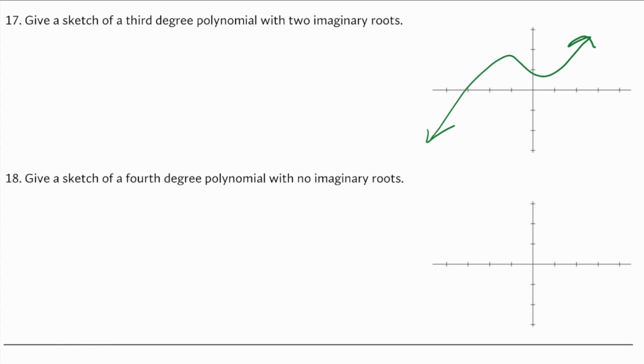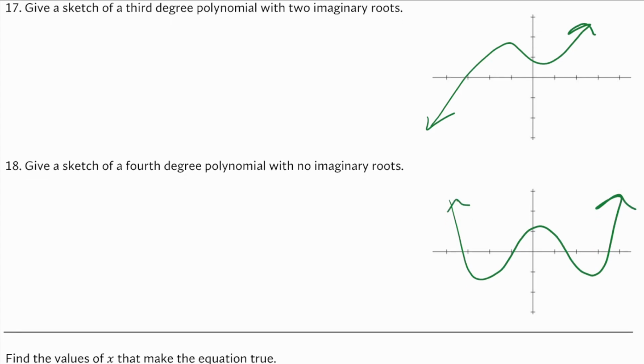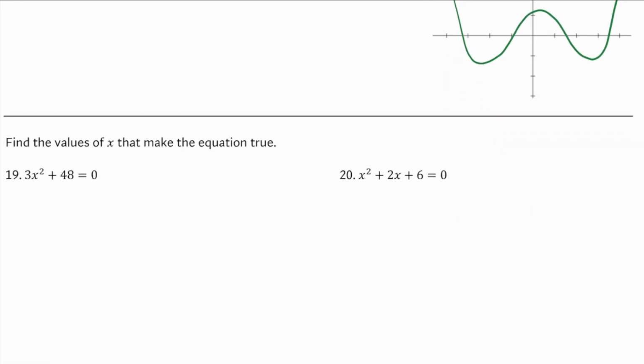Fourth degree polynomial with no imaginary roots. You could make it a double root and two singles, or you could say a triple root and a single, or you could do the old-fashioned 1, 2, 3, 4 single roots. No matter what, it's fine. Just think about the possibilities and give yourself a sketch.